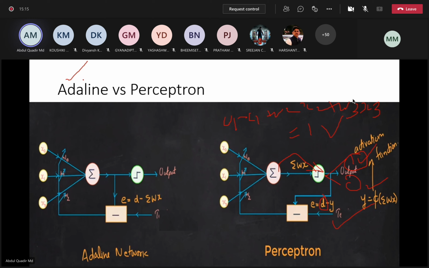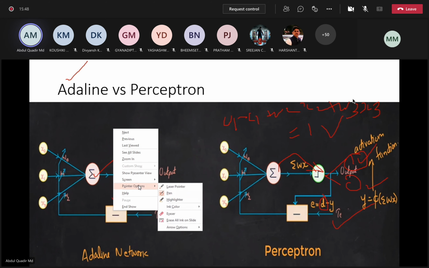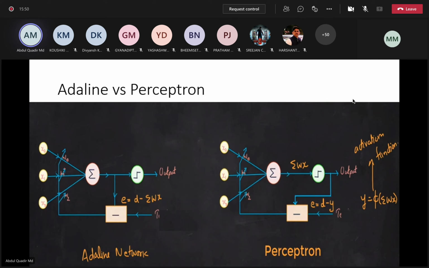But in Adeline, after the aggregation itself, we are going to calculate the error after every phase. We are not going to wait for our activation function to fire and then calculate the error. No, we are calculating the error just after aggregating it, that's all. And then we are trying to see what is the error with the target output. Is it clear? That's the major difference, students.